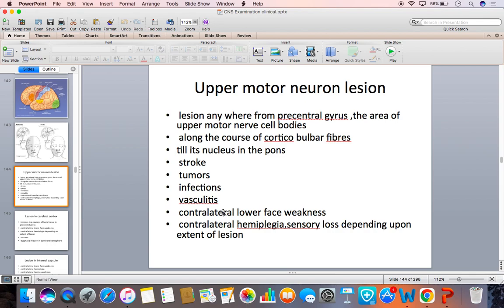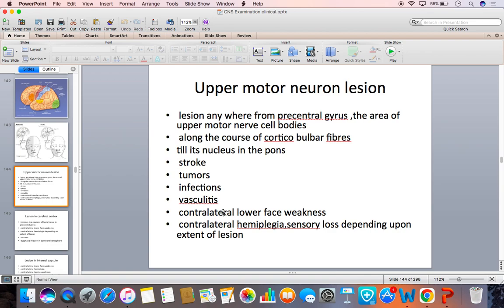Then let us go into the details of the upper motor neuron lesion and the lower motor neuron lesion before we go to the various syndromes resulting from infarcts in the pons. The upper motor neuron lesion.